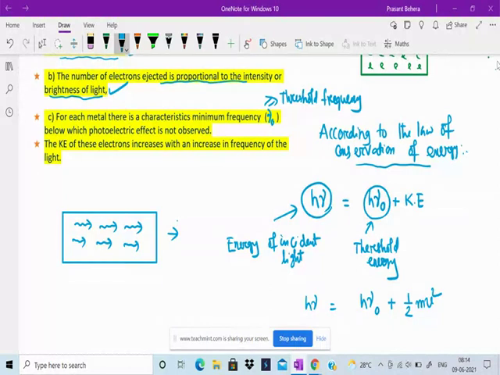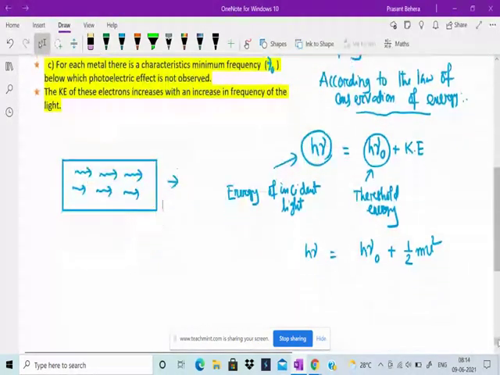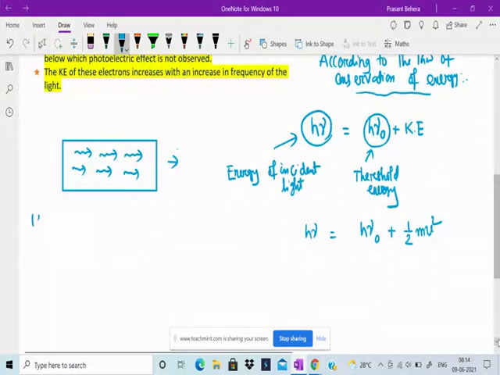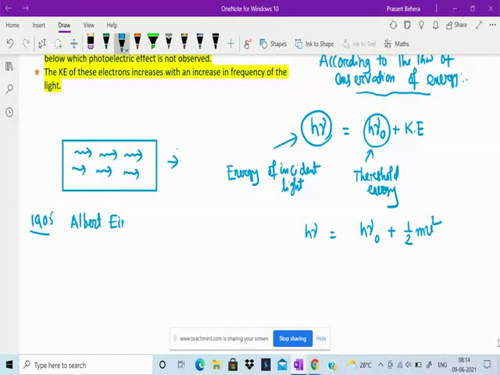Classical physics fails on the above grounds, but later, in 1905, Albert Einstein explained this phenomenon on the basis of the quantum theory of radiation.